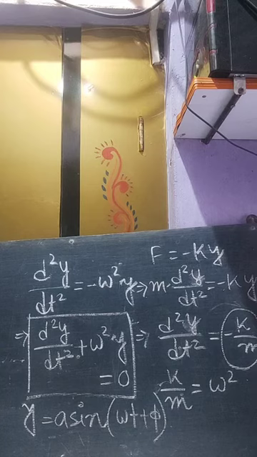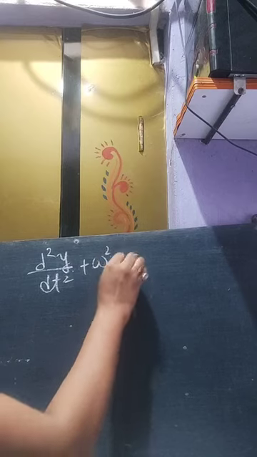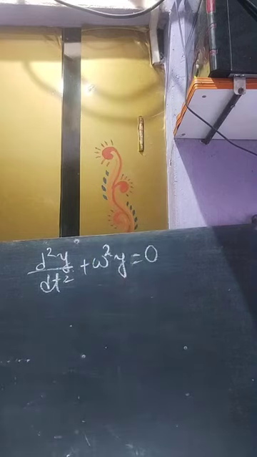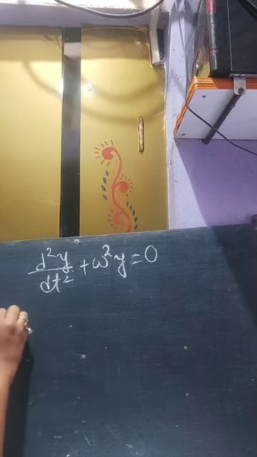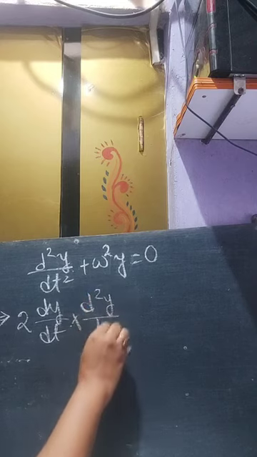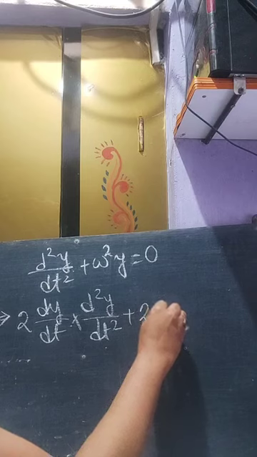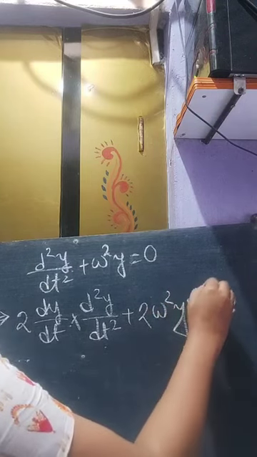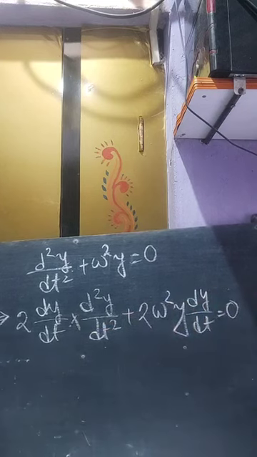To understand the nature of the motion on mathematical grounds, we need to solve the differential equation for y as a function of time t. Okay, so let us solve this part. The equation is d²y/dt² plus omega squared y equals 0. On multiplying both sides by 2 dy/dt, we get the equation equal to 0.